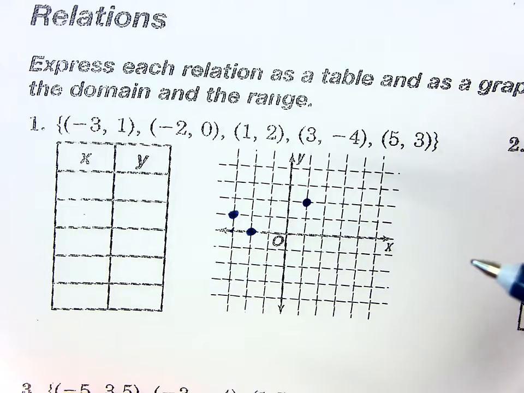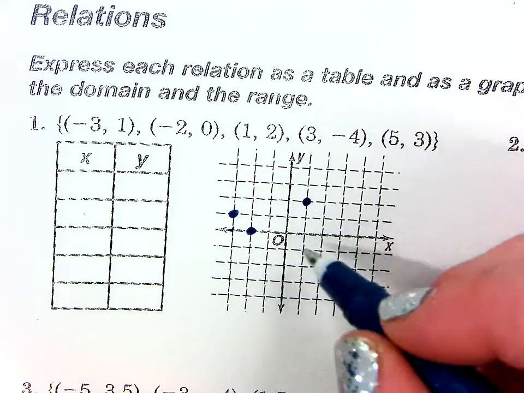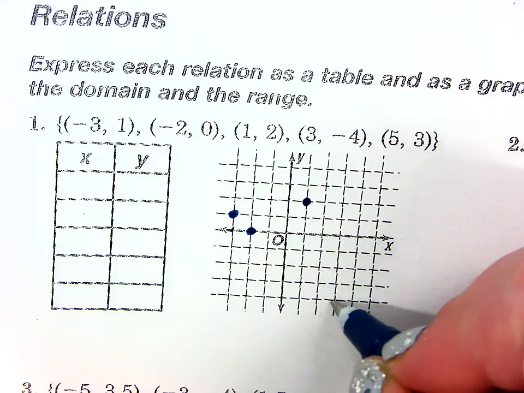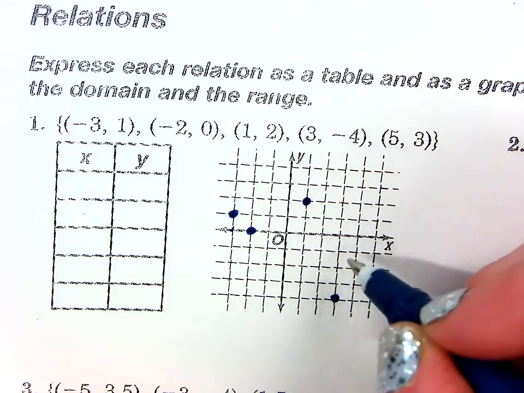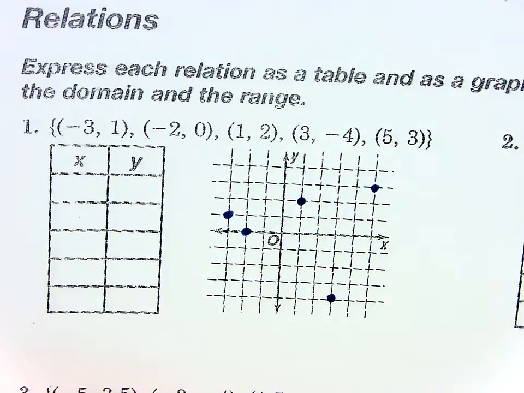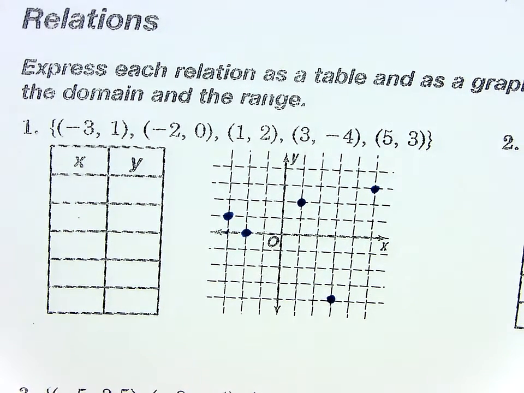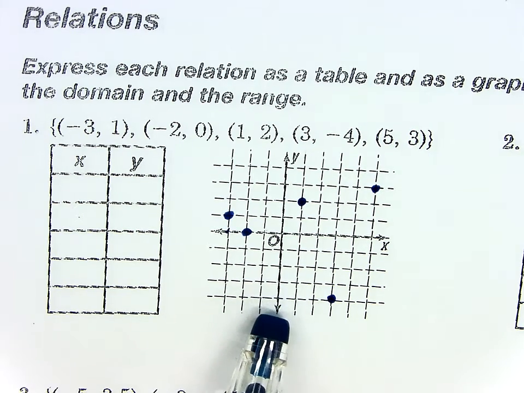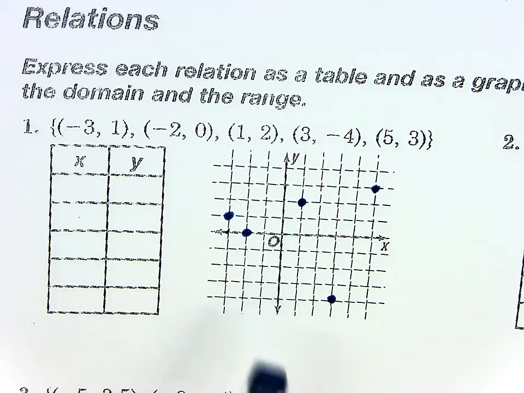Did you put it? And 3, -4. And one more at 5, 3. So hopefully you have what I have. Does everybody agree? Has anyone never plotted points on a coordinate plane before? Okay, good.